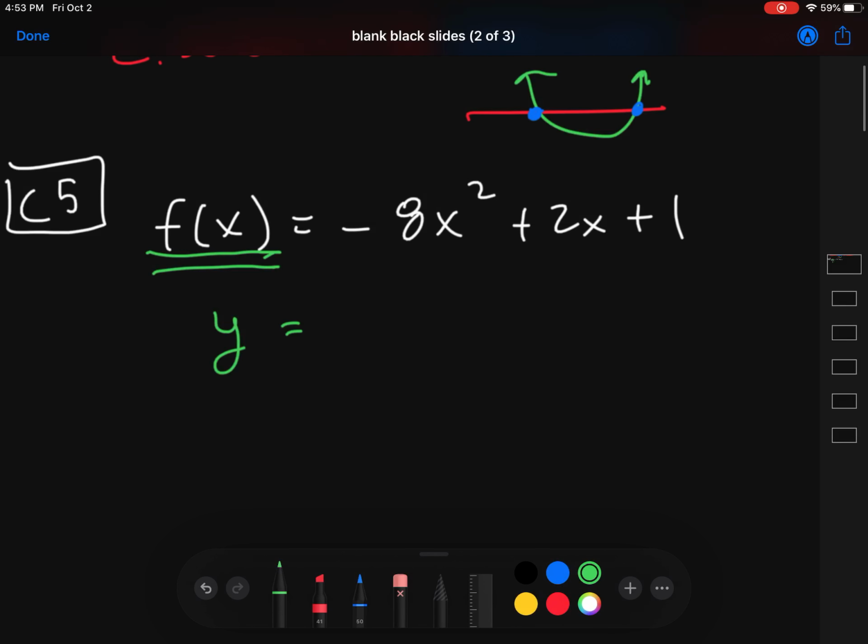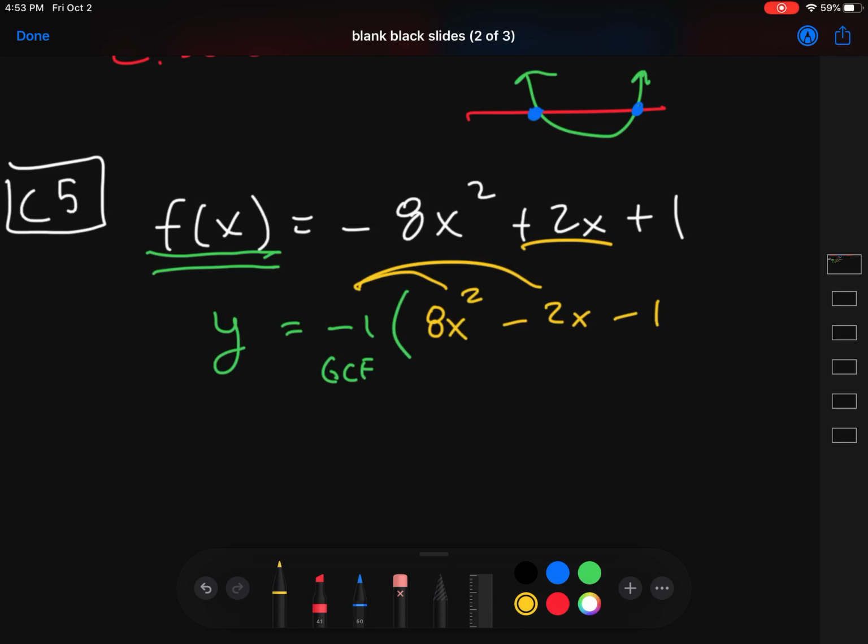And then what I'm going to do here is factor out a -1. The reason I'm factoring out a -1 is that this is my GCF, and I want to see if I can factor this in yellow. So -1 times 8x squared is -8x squared, which is right above, right? -1 times -2x gives me positive 2x. And -1 times -1 gives me a positive 1. So let's see if they're in yellow.